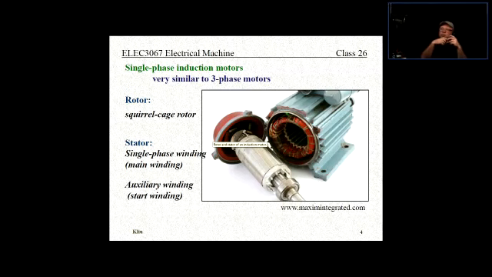Now over here we don't have to use the commutator because we do not need to change the polarity. The polarity changes itself because the power supply changes the polarity. So yes, it is very similar, but it's the same but different.